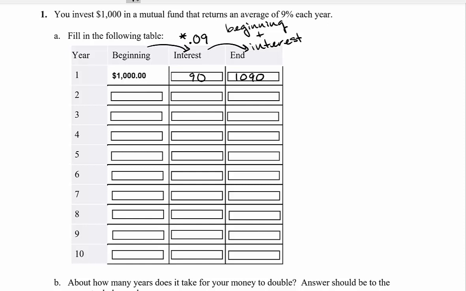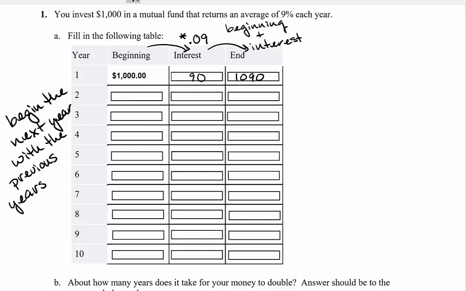And I'm going to start filling in the beginning of this table, and I'll leave the rest for you. So in year 2, you begin with your amount from the previous year. So let's make a side note about that. Begin the next year with the previous year's ending amount. So that means we're going to put that 1,090 in the beginning of year 2 because it was the end of year 1. Once again, to calculate the interest, you multiply by 0.09.